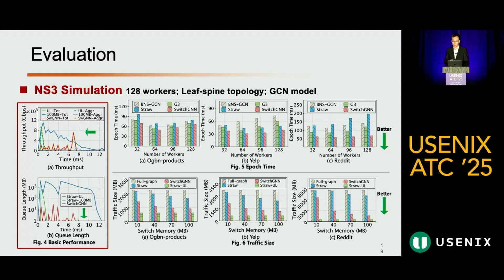SwitchGNN can reduce epoch time significantly. On the Reddit dataset, it was 74% faster than BNS-GCN and 83% faster than the naive strawman solution. SwitchGNN can reduce the traffic volume by up to 81% compared with existing full graph training solutions with 100 megabytes of switch memory. Even with 10 megabytes, we can save 23%. You can find more evaluation results and details in the paper.